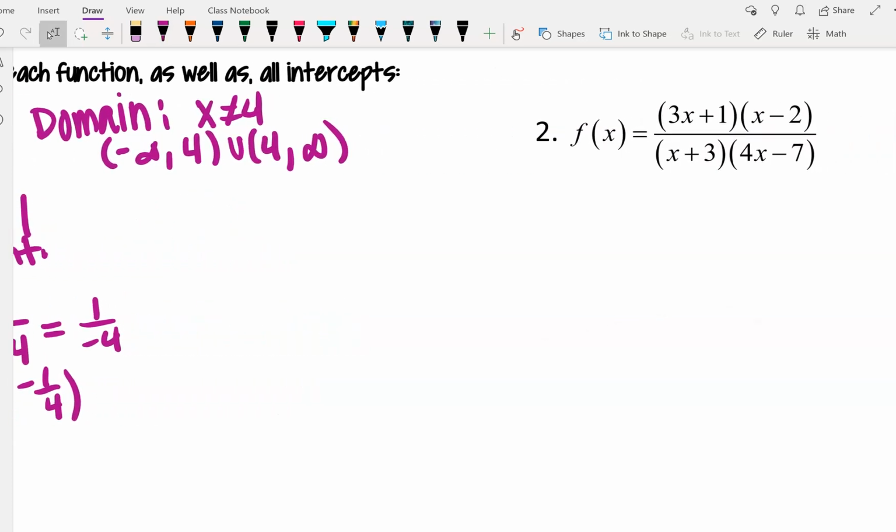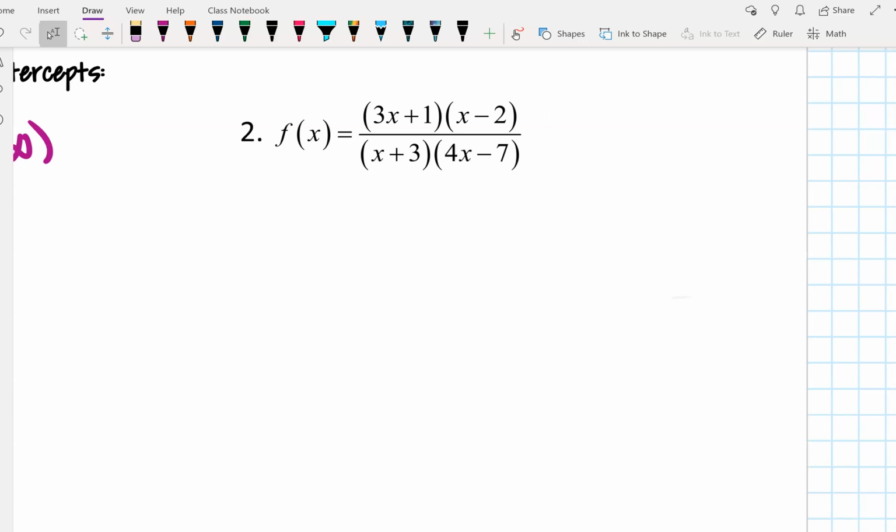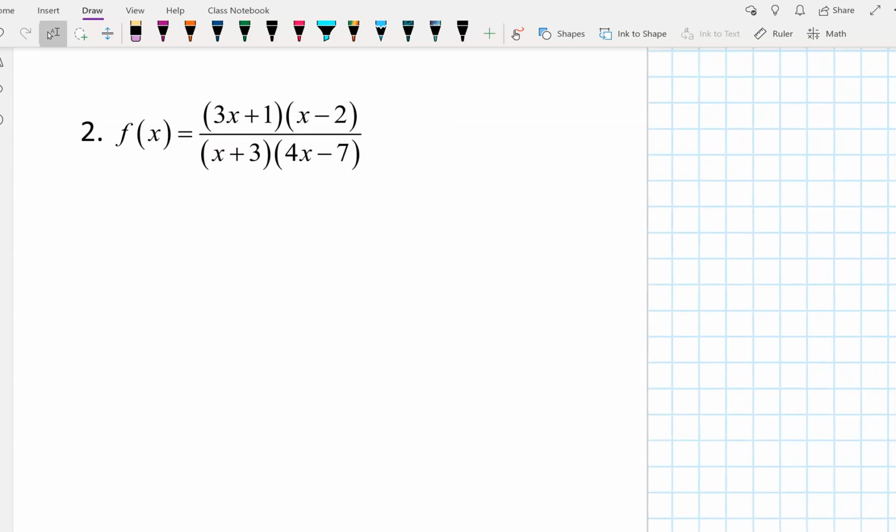We're going to go over here and do number 2. This one's already factored, but if it's not factored, like number 3 that I'll have you do, you need to make sure it is factored. So the first thing we're going to do is take a look at our domain. Remember, domain is where x can and cannot be. So we'll look at the bottom.